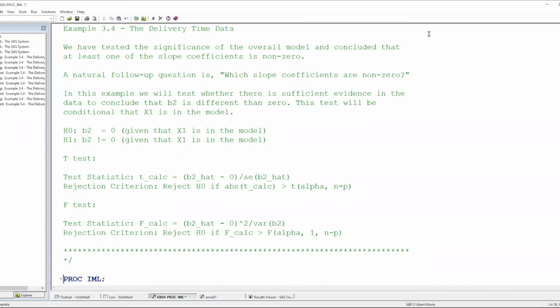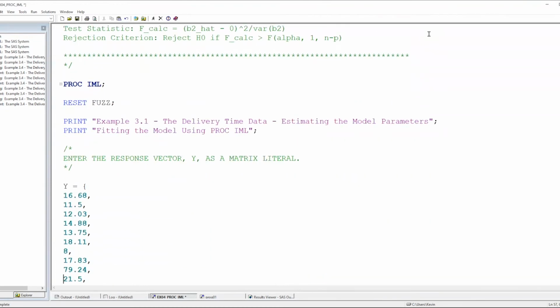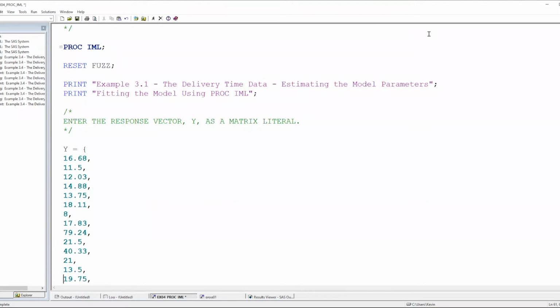All right, so let's scroll down and take a look. In this first analysis, this first approach, we're going to use proc IML, the interactive matrix language, to perform the analysis. And what I'm going to do is append the required calculations for this follow-up hypothesis test to the previous program where we tested the significance of the overall model.